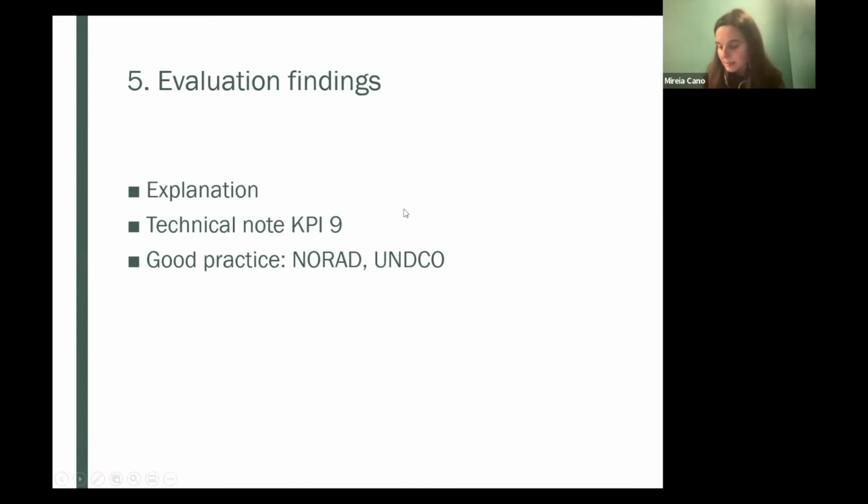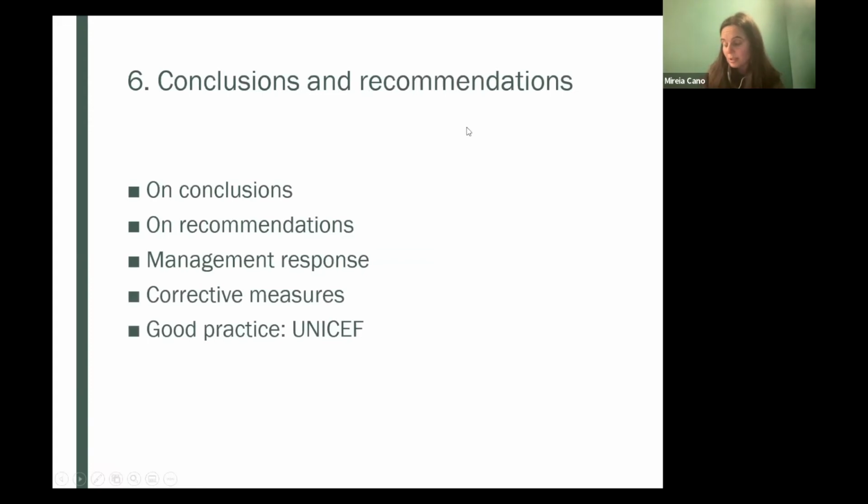The last element is the conclusion and recommendations of evaluations, reflecting their findings on disability inclusion. And this is very important because out of the conclusion and recommendations comes the management response that will, if the recommendations are looked at, then lead hopefully to more inclusive programming in the future. These were the 6 elements for meeting the requirements.